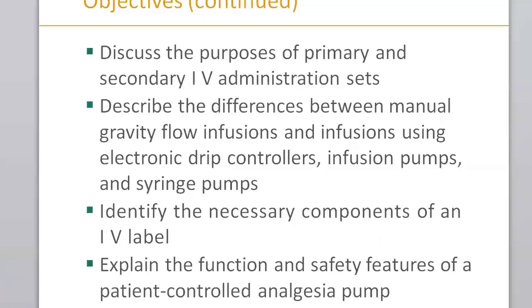And then looking at the purposes of primary and secondary IV administration sets, describe the differences between manual gravity flow infusions and infusions using electronic drip controllers, infusion pumps, and syringe pumps, and knowing all the parts of an IV label, and explain the function and safety features of a patient-controlled analgesic pump.